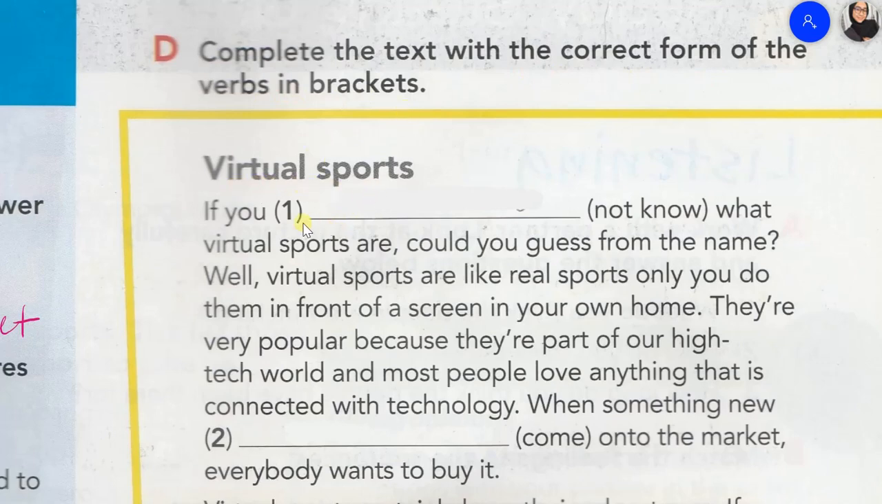Virtual sports. If you not know what virtual sports are, could you guess from the name? So we need to add an auxiliary verb before not know. If you do not know what virtual sports are, could you guess from the name? Well, virtual sports are like real sports, only you do them in front of a screen in your own home. They are very popular because they are part of our high-tech world, and most people love anything that is connected with technology.